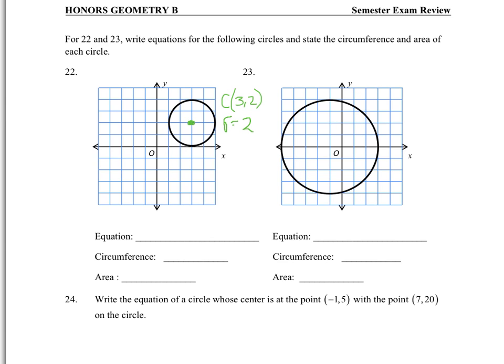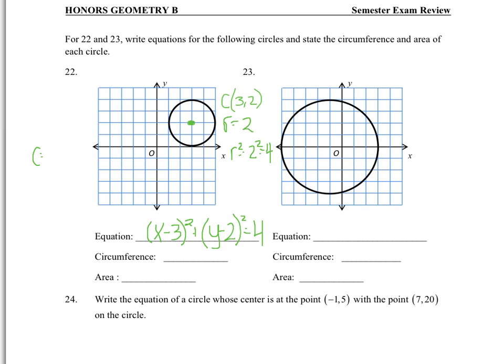This means that our equation is going to be x minus 3, because it's the opposite, squared, plus y minus 2 squared equals the radius squared. And the radius squared is going to be 2 squared, which is 4. So this is going to equal 4.